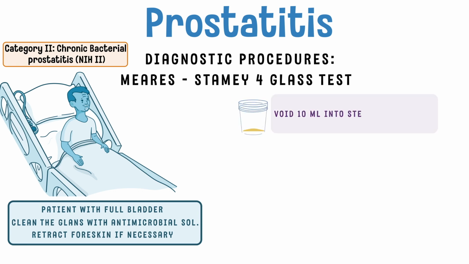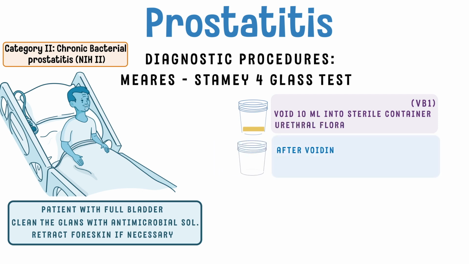Next, you need to void 10 ml into the sterile container VB1. This represents the urethral flora sample. After voiding 100 ml, collect 10 ml of midstream urine in another sterile container, VB2. This represents the bladder flora sample.